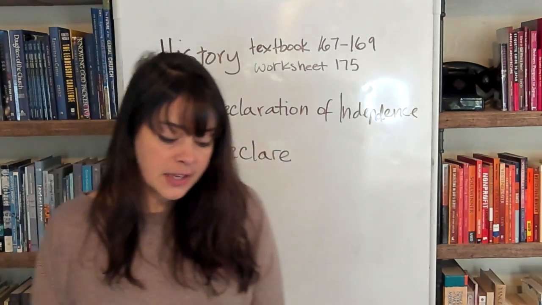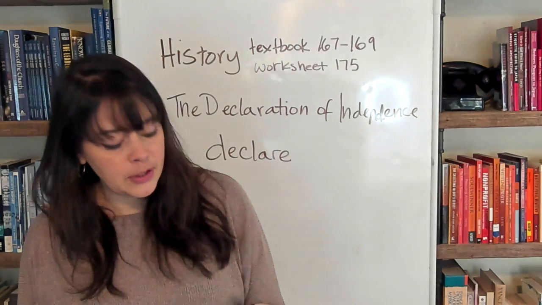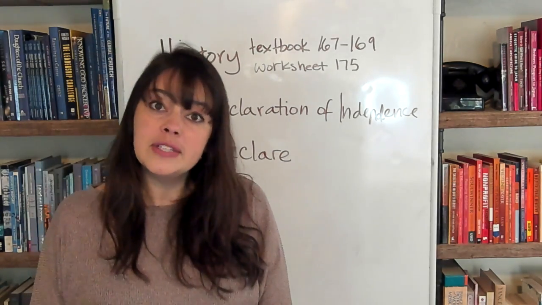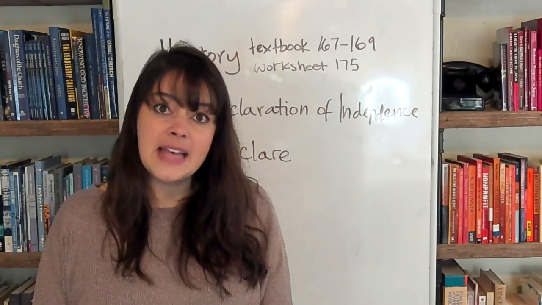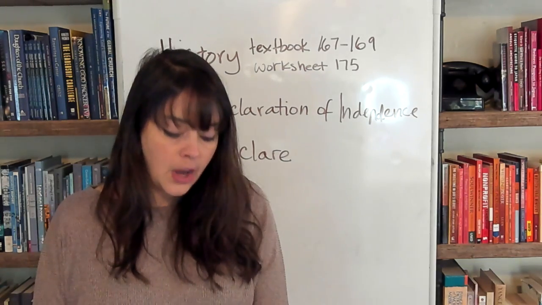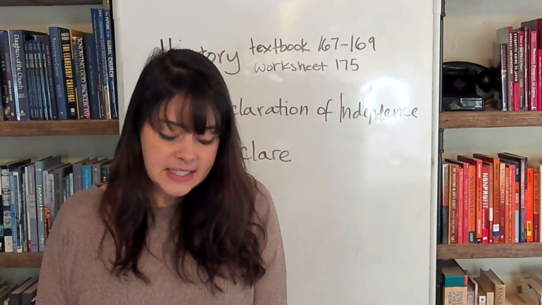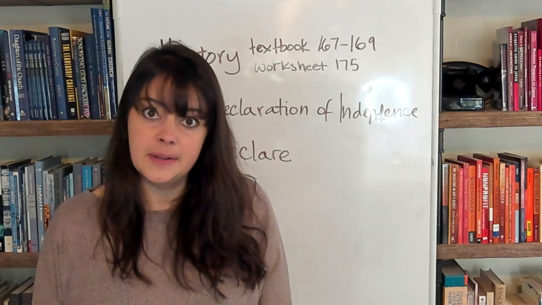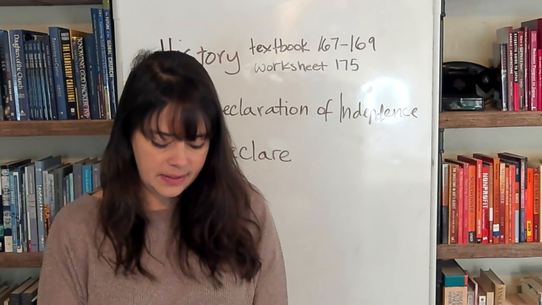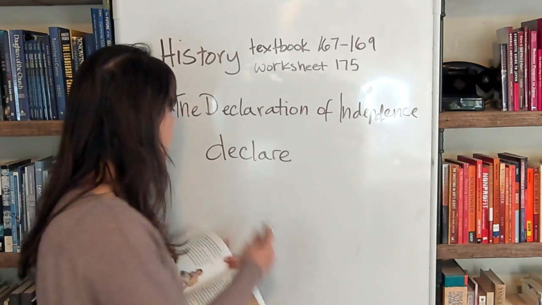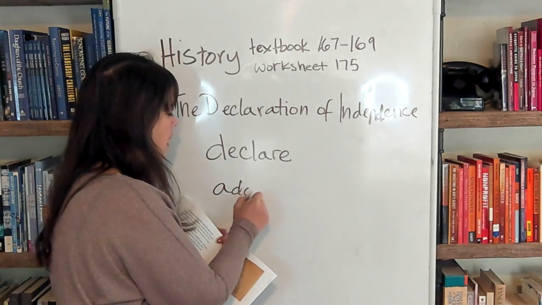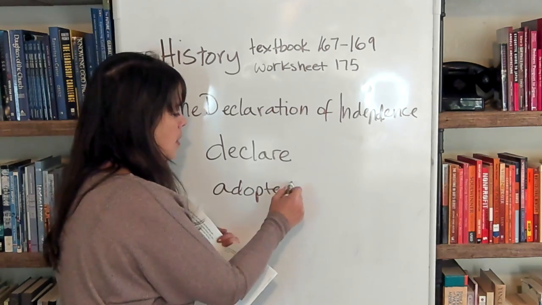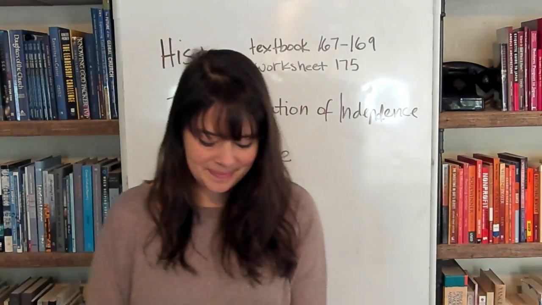The leaders talked about the paper. They made some small changes in it. All 13 colonies voted to accept the Declaration. On July 4th, 1776, the Declaration of Independence was adopted or accepted. Adopted is another bold print word. You'll want to underline that along with its definition.